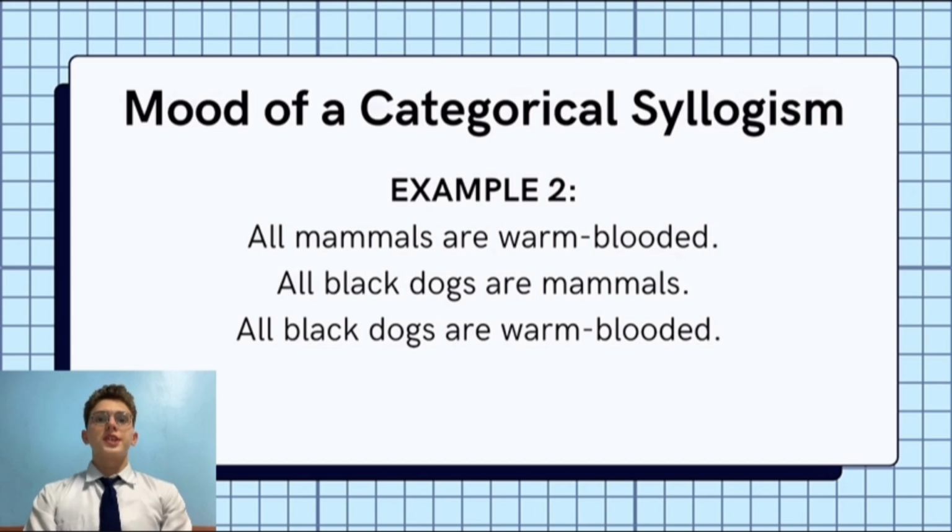Let's move on to example 2. All mammals are warm-blooded. All black dogs are mammals. All black dogs are warm-blooded. This example is still the same as the first example, since all premises begin with all are. Therefore, the mood of the argument is AAA.